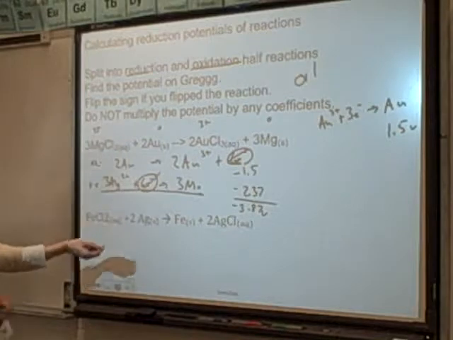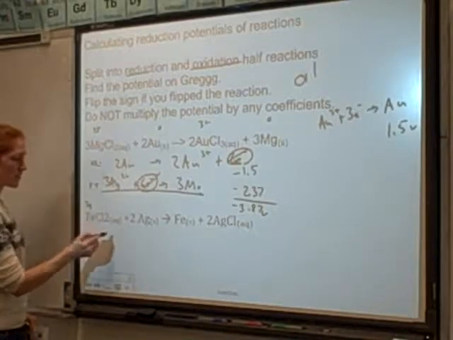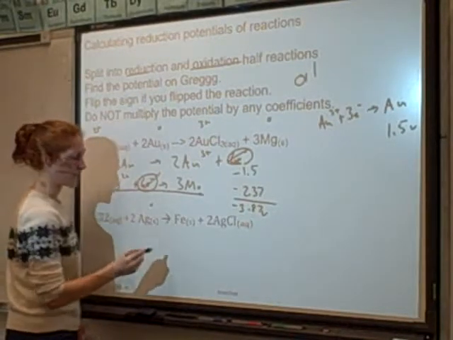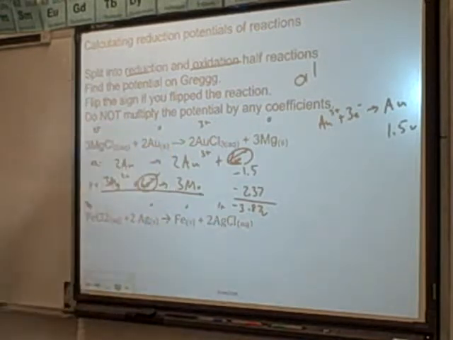Well, look at this one. This one's actually on your homework. I'm going to split into the reduction and the oxidation. So this is a 2+ with the 2 chlorides. This is 0 by itself, 0 by itself, 1+, because it's with 1 chloride.